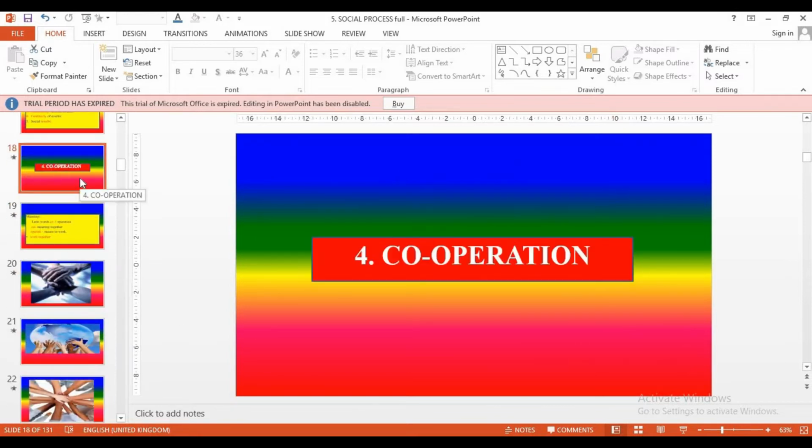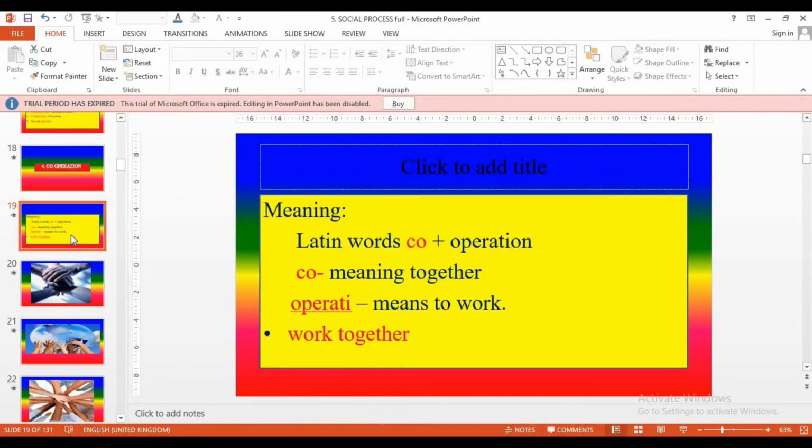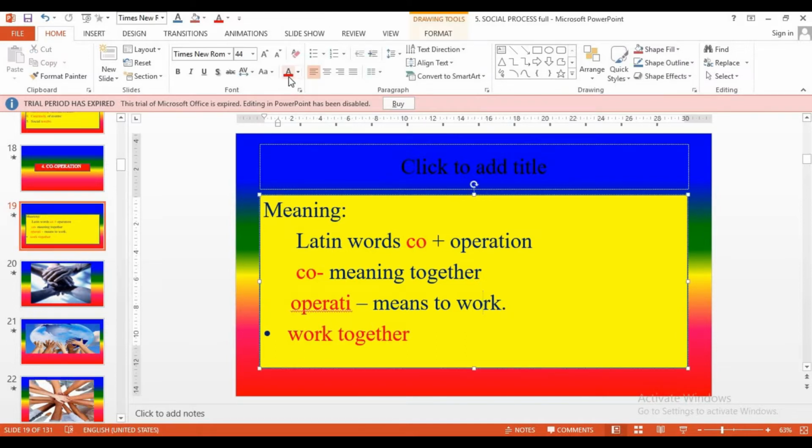Then we look at cooperation in detail. Meaning: it comes from a Latin word, co plus operari. Co means together, operari means work. Operation means work. So what is meant by cooperation? Work together. This means members of the group work together.